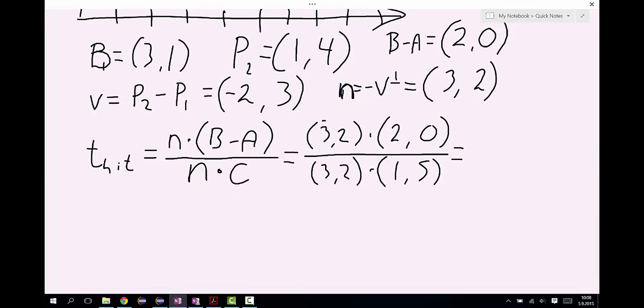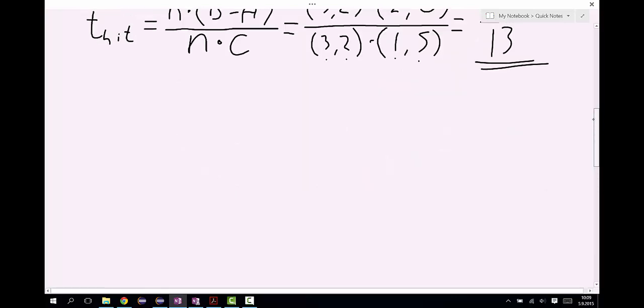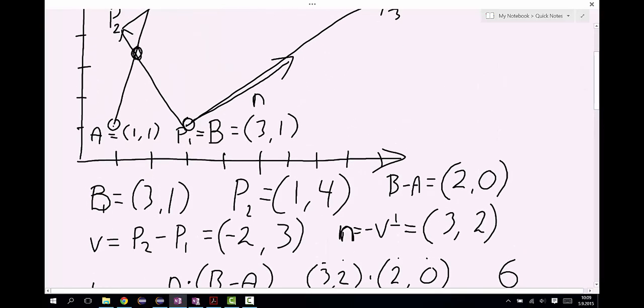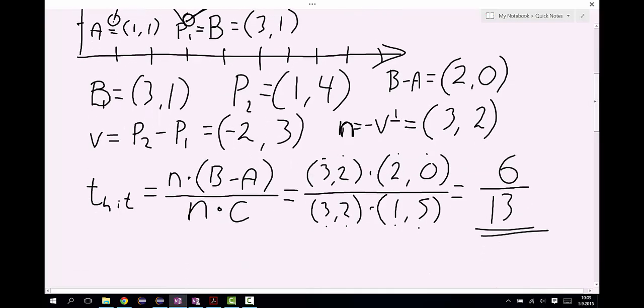Okay, so 3 times 2 is 6 plus 2 times 0, so that's simply 6. Here we have 3 times 1, which is 3, plus 2 times 5, that's 10 plus 3, that's 13. Okay, so 6 by 13. Let's just leave it at that. Okay, so now we found the time of hit here. So it happens at 6 by 13.